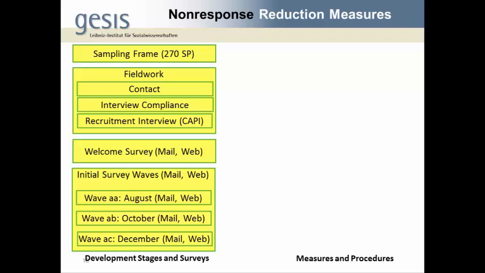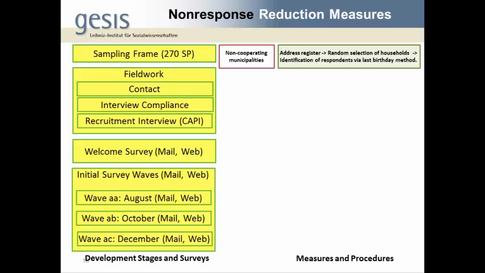We started with a sampling frame encompassing 270 sampling points. And of course, here we have the problem I mentioned before, that some of the municipalities were not willing to cooperate, and we had to find an alternative for that. Our alternative was that we bought an address register, we had a random selection of households, and we identified respondents via the last birthday method. So we didn't replace the sampling point. We stuck to the sampling point, used it, and found a solution for that. But the problem is not that large.